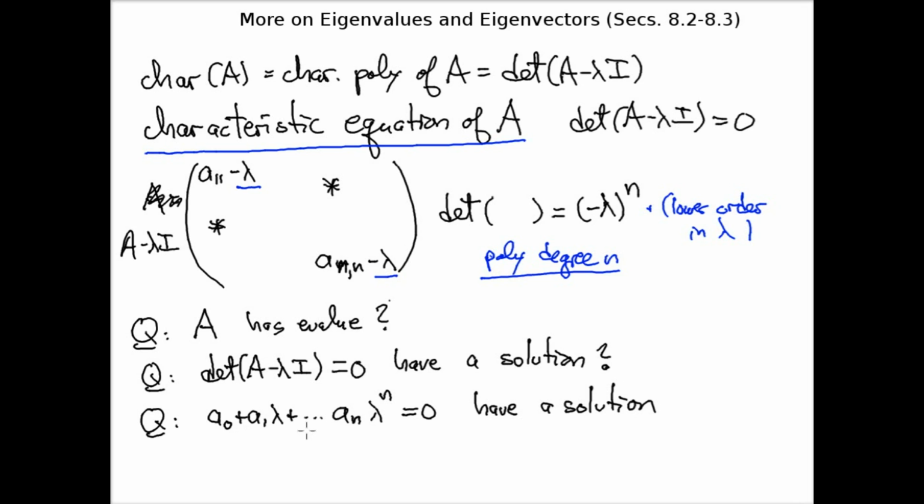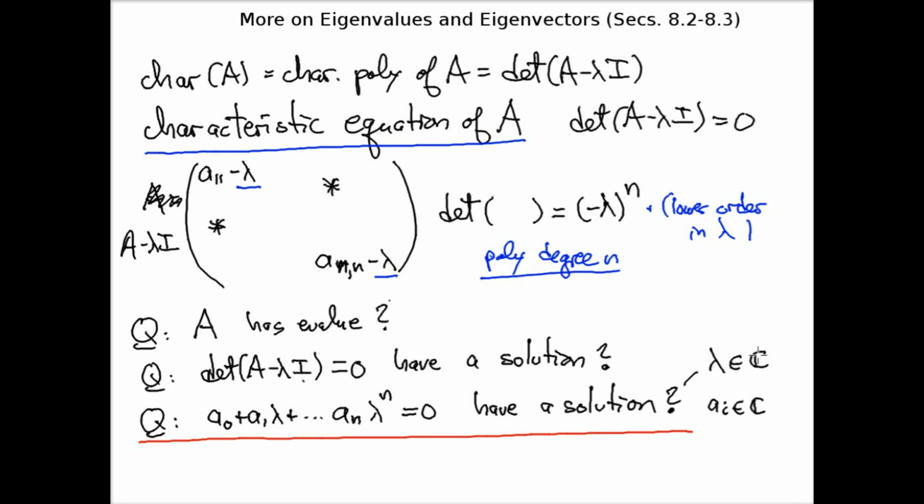Okay, so why am I saying this? Well, this is a polynomial of degree n. And so it's more or less the same thing to ask if any polynomial of degree n has a solution. Now, this polynomial happens to have this minus 1. The leading term is minus 1 to the n times lambda to the n, but it doesn't really matter. You can just write an arbitrary polynomial here. Does this have a solution? Let me highlight this. This is the question. The a_i are complex numbers, and I want to know whether this polynomial has a solution.